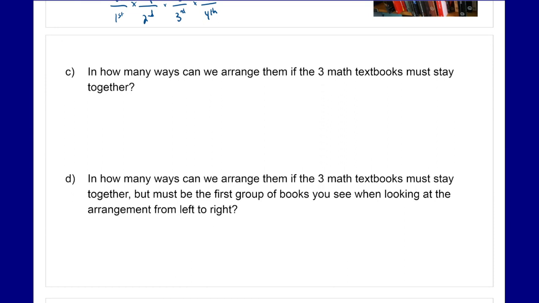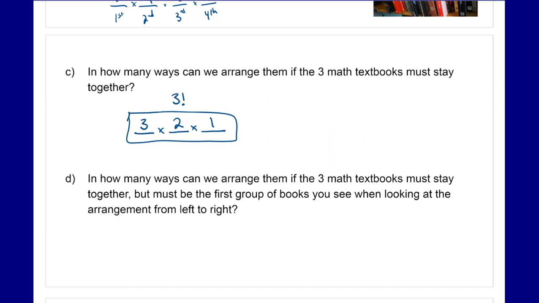How many ways can we arrange them if the three math textbooks must stay together? This is a common type of question that you might come across, and there's different things you have to think of. It does help to visualize by using the slot method. If I have three math textbooks, we have 3 times 2 times 1, or in other words, 3 factorial ways that we can arrange just the 3 math textbooks.